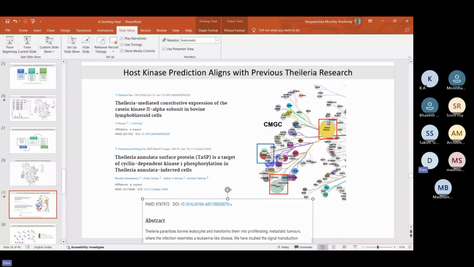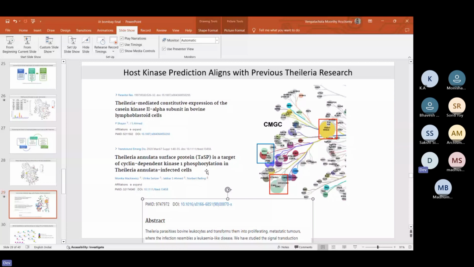We found multiple papers which cite that casein kinase 2 is constitutively expressed in Theileria-infected cells, and the role of CDK has also been highlighted in different papers. These are two screenshots showing the involvement of these kinases in Theileria. This again highlights that the predictions we made from the phosphoproteome data using GPS 6.0 are validated by previous studies.